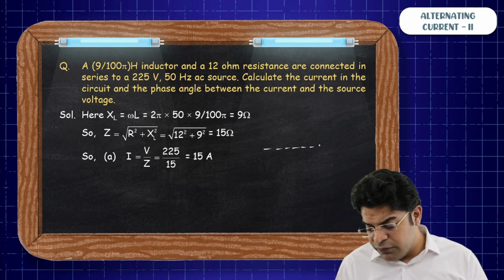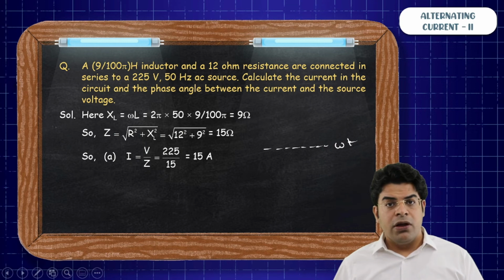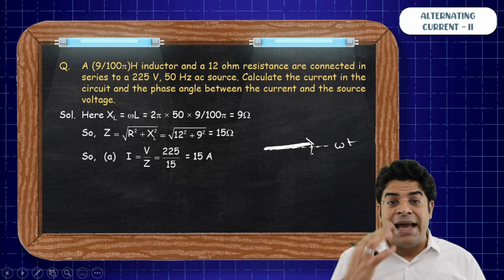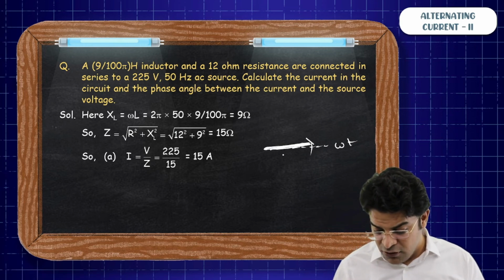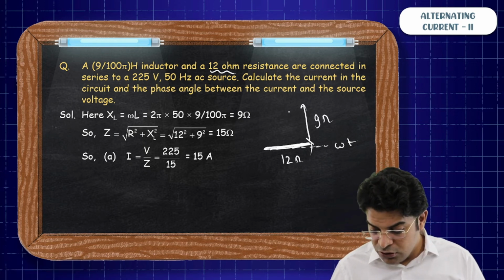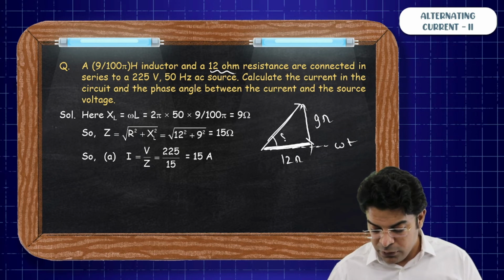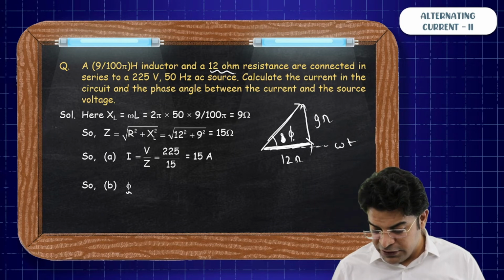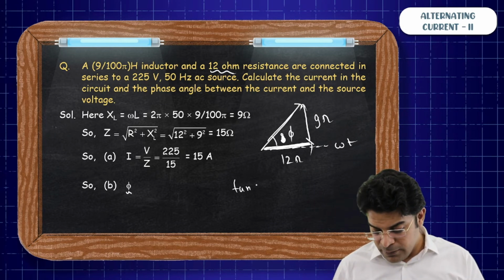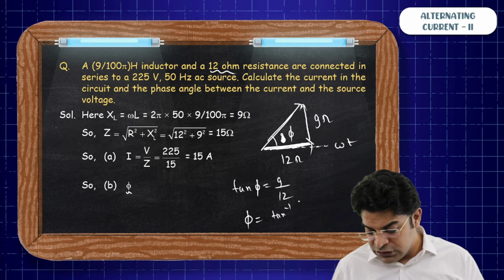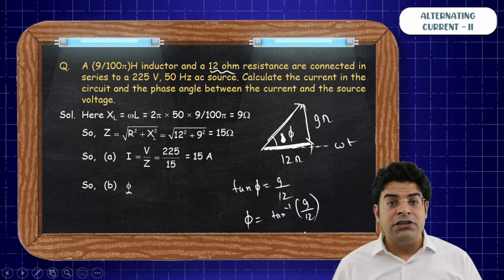So think of the phase of the current, let's say omega t. And now think of the impedance triangle. This impedance triangle does not have any XC. So there is a resistance of 12 ohm and an inductive reactance of 9 ohm, and the resultant comes out to be somewhere here. If we take the phase difference as phi, tan phi equals 9 by 12, or phi equals tan inverse 9 by 12, that is tan inverse 3 by 4.